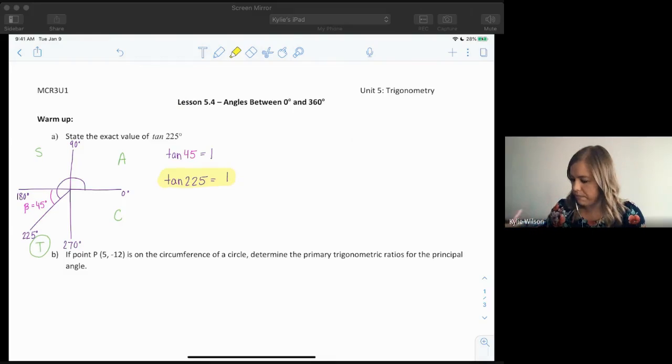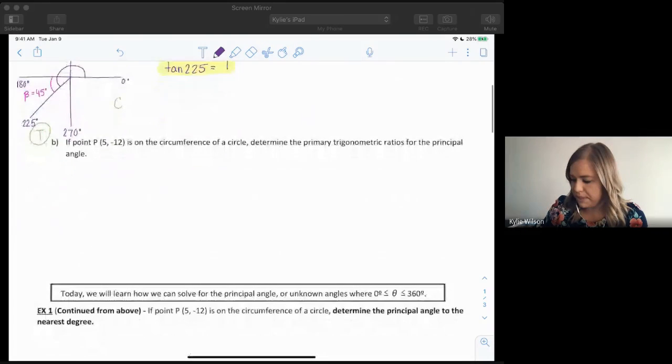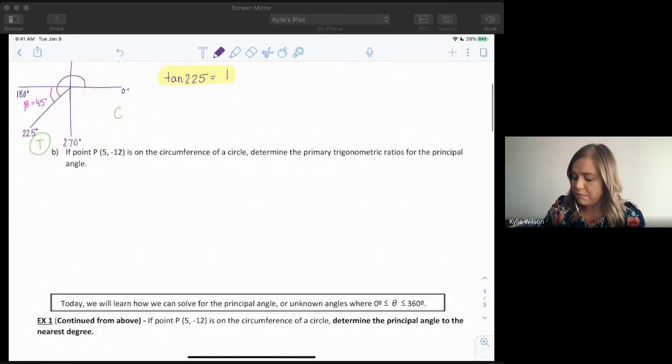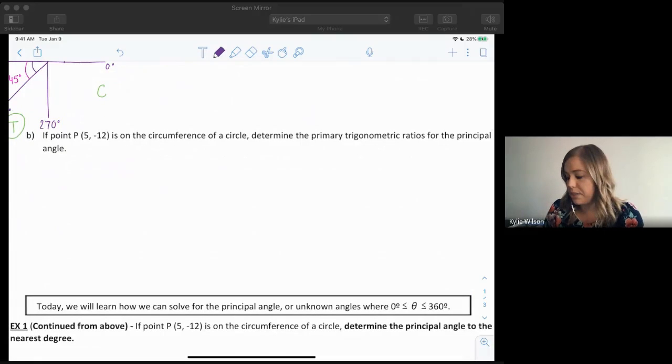Okay, so we're going to do example B, because example B is just a little bit different, and it's kind of like the other type of question you can get from our CAST rule. So for B here, if point P at (5, -12) is on the circumference of a circle, let's determine the primary trigonometric ratios for the principal angle.